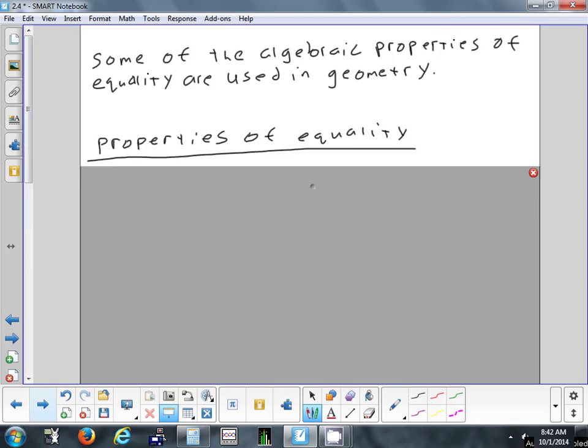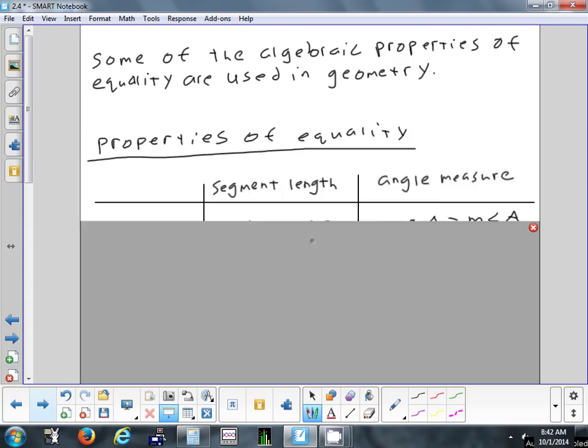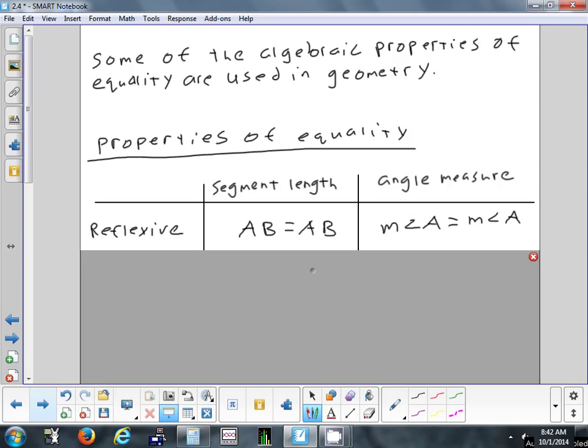Okay, some of the properties of equality that we just did with algebra, they're also used in geometry. The idea of the reflexive property: something equals itself. Well, we can say that with segment length. The length of AB equals the length of AB. Or the measure of angle A equals the measure of angle A. Something equals itself. So we're going to look at the reflexive, symmetric, and transitive with how they apply to segments and angles.